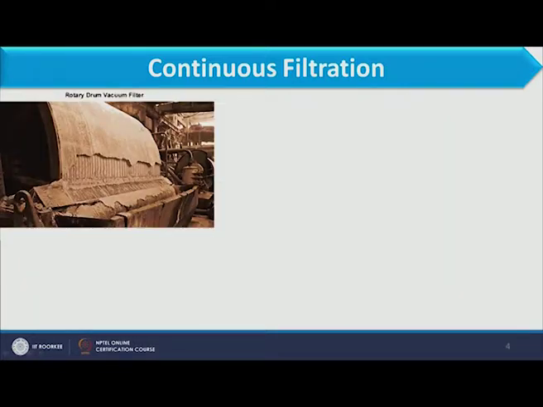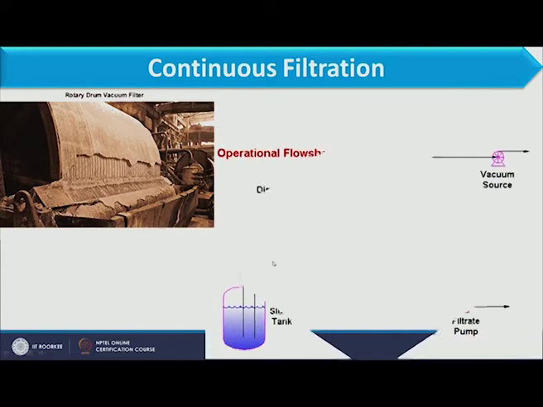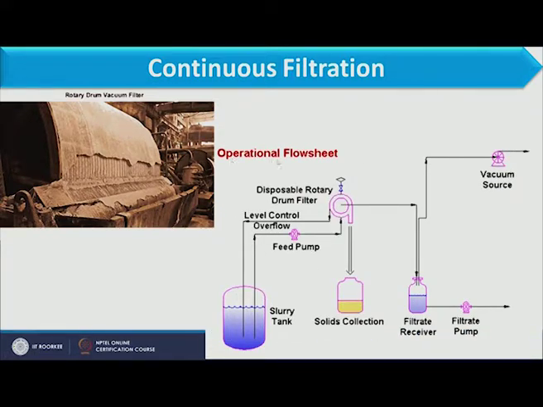If you see this slide, here the rotary drum vacuum filter is shown, which we have just described. Here we have the knife which continuously removes the cake formed over the drum, and after removing it, the drum re-enters the slurry tank. In this figure we describe the operational flow sheet, because this is a continuous process. The rotary drum is associated with the slurry tank, through which feed enters, and here we have the level control.